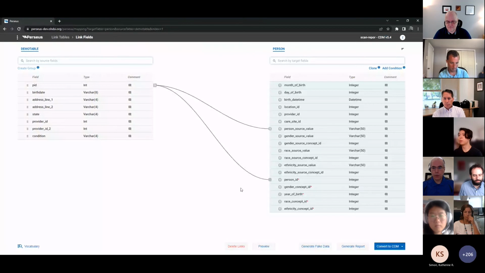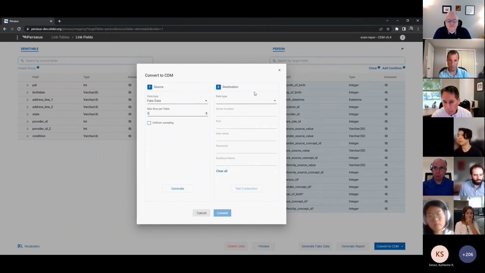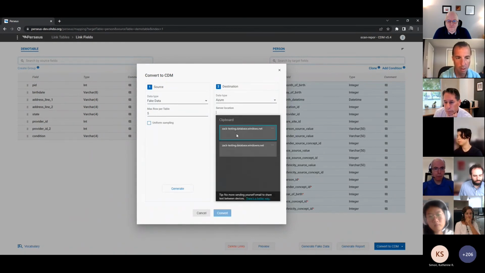But then the final and most important thing is that we can actually run the ETL process within Perseus itself. You don't need to go to a separate SQL server or MySQL or anything. You can actually go to the CDM, direct to CDM. And so we have a bunch of different options for hooking up our source. If we have data on hand that resembles what we had as our input, we can do that. For now, I'm just going to do fake data. I'm just going to do like 5 rows. And I actually have an Azure server set up that I should be able to hook up.